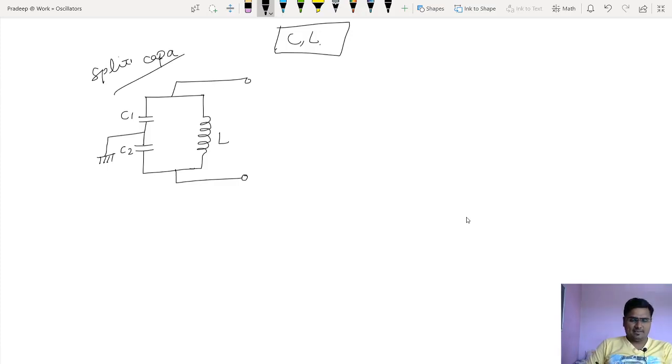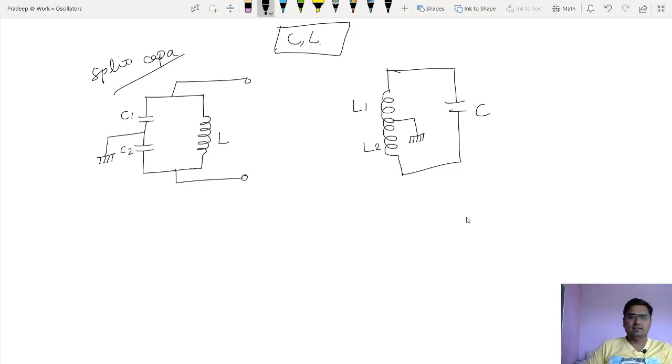Like this, I have another configuration where I am going to split the inductor instead of the capacitor. Look at this, I will have an inductor and then only one capacitor. Now I will split that inductor. See, like a center tap transformer, I have split that inductor, and the upper part I will call L1, the lower part is L2, and only one capacitor. See what I said here: two capacitors, one inductor, but here two inductors and one capacitor. This is another configuration.